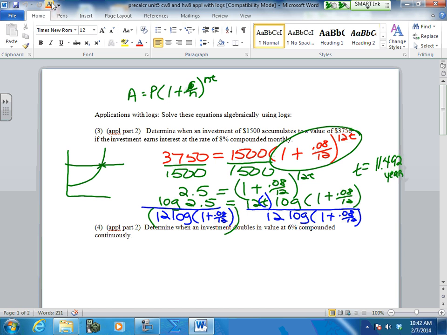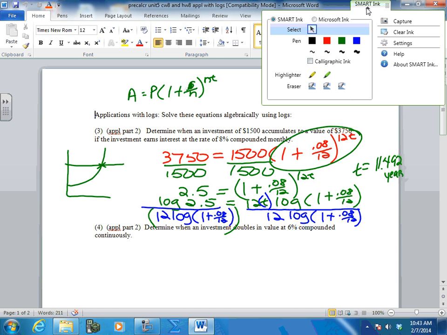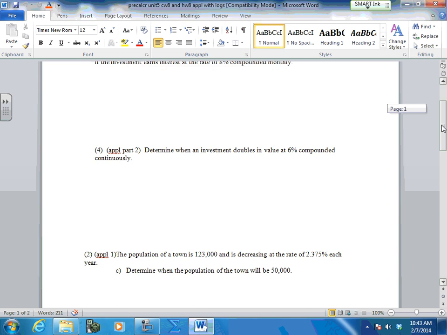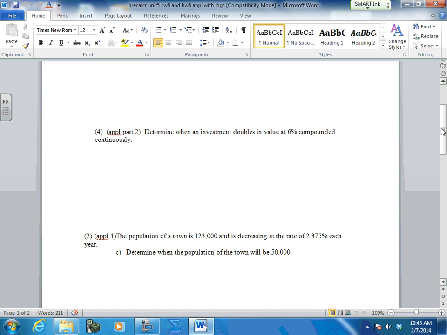Okay. Let's try another one. Now remember, we solved these before, so I kind of gave you the problem that you had before. Back in your application part 2, number 4 of your applications, I took the same number out of there. We did this one. Determine when an investment doubles if the value is 6% compounded continuously. Your continuously was your Pert. We said for it to double, 2 to 1, at 0.06. This is what you came up with when we did this before.